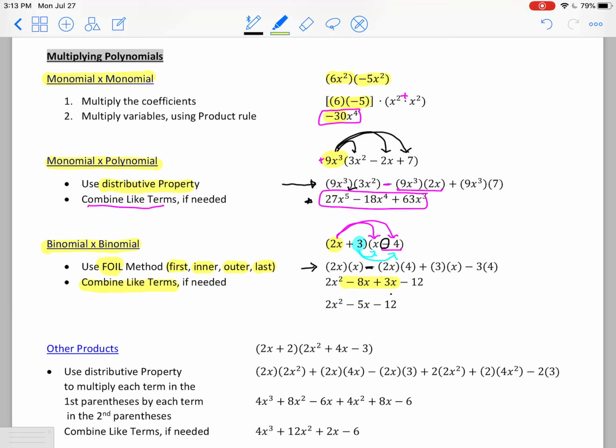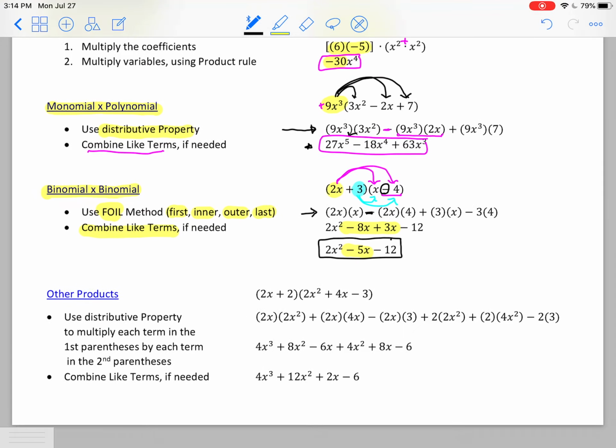And this time we do have some like terms, so we need to combine them. You notice we have x's here, so I've got a -8x plus a 3x is going to give me that -5x in the middle. So you're always just going to look back at it, making sure that you have simplified just as far down as you can go and that there are no other like terms that need to be combined.